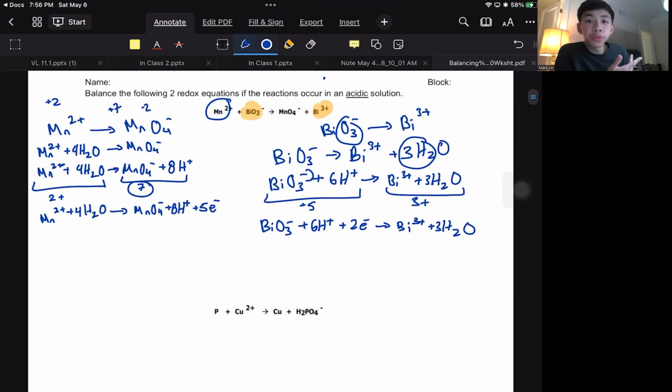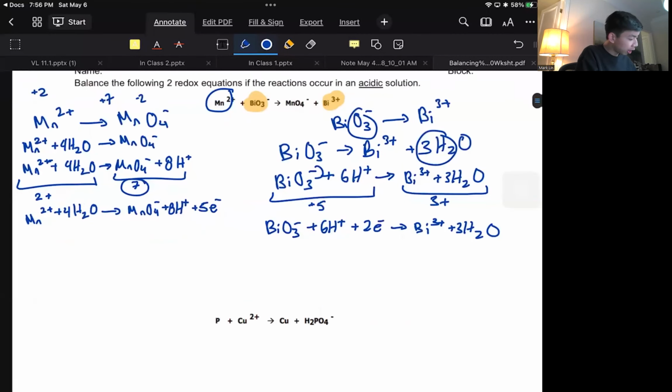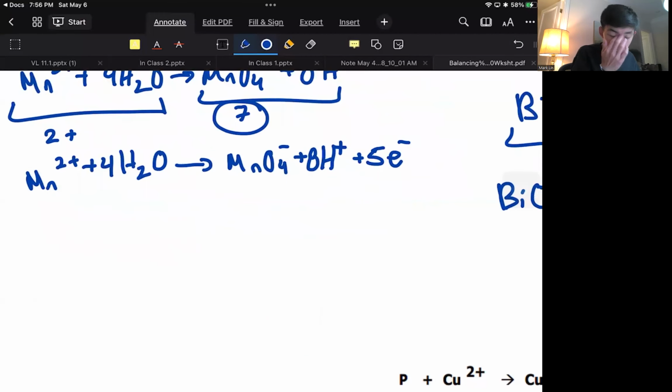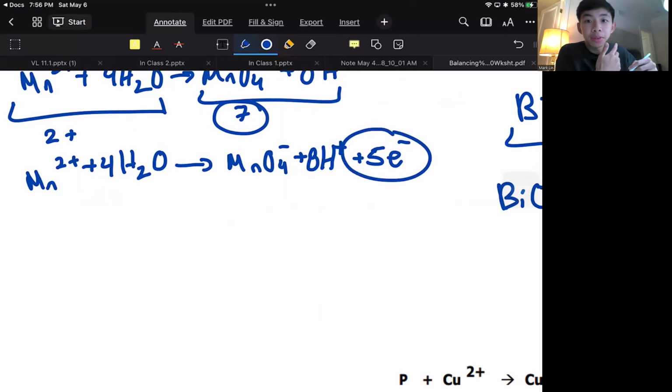What we need to do is to find the least common multiple of the electrons in both equations. So on this side, we have 5 electrons here. And then on this side, we have 2 electrons here. And so the least common multiple of 5 and 2 is 10. So we need to multiply both sides so that the electrons are 10, so we can combine them. Sweet.